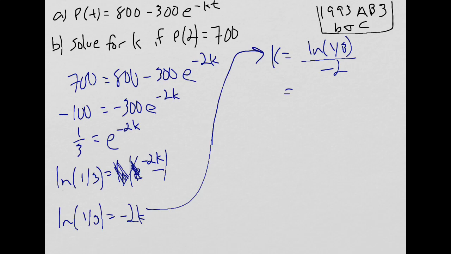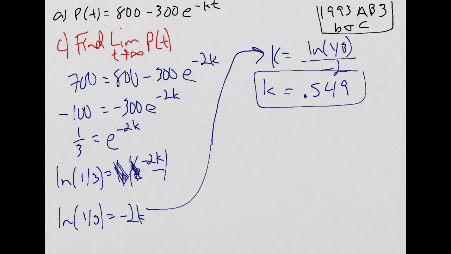Now I plug that into my calculator because it's a calculator question, and I get that the value of k is 0.549. So we're good to go there. That's the answer for part B, because it says solve for k. Here's what k is equal to. So k equals, put a big box around it.